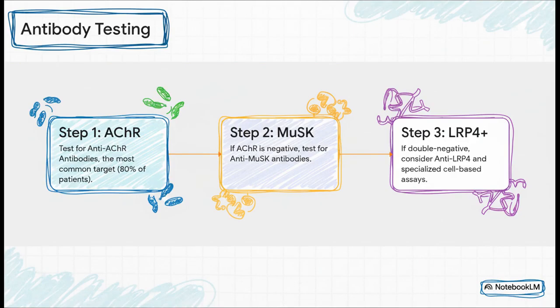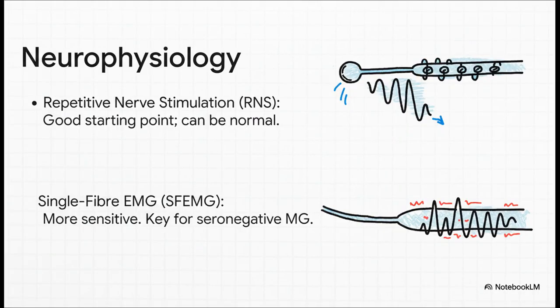For your serology, a stepwise approach is always the most efficient and cost-effective. Always start with AChR antibodies. If that comes back negative, your next move is to reflex to MuSK. If both of those are negative, you're now dealing with a seronegative patient, and that's when you start thinking about LRP4 testing or even more specialized cell-based assays that can sometimes pick up those tricky, low-affinity AChR antibodies that the standard tests miss.